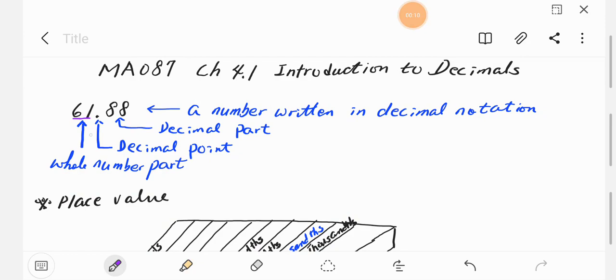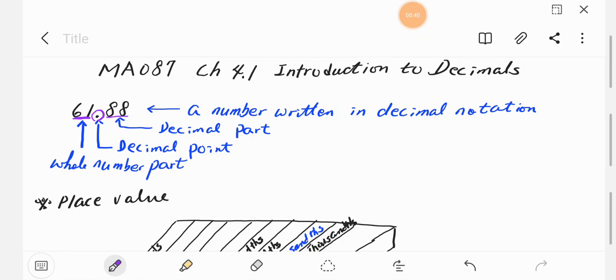So here's a number, 61.88. And we will find out how to read this number. This number has three parts. We call it a decimal number. The first part is the whole number part, 61, followed by a point. This is the decimal point, and then the decimal part, 88.